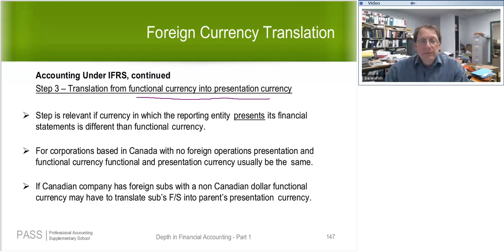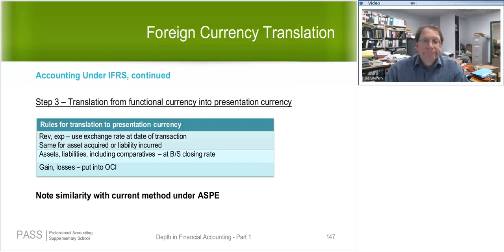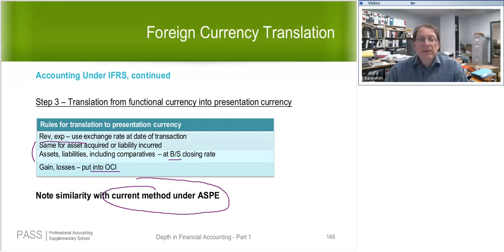Well, here you go. Revenue and expenses, when they occur, translate them. Okay, fine. At the year end, please translate all the assets, all the liabilities, everything at the year end rate. And if you have a gain or loss, where does that go? Oh, look at that. Other comprehensive income, OCI. Does this sound familiar? Please say yes. Same thing as the current method under ASPE. Don't call it the current method. They don't use the term, but it's the same thing.